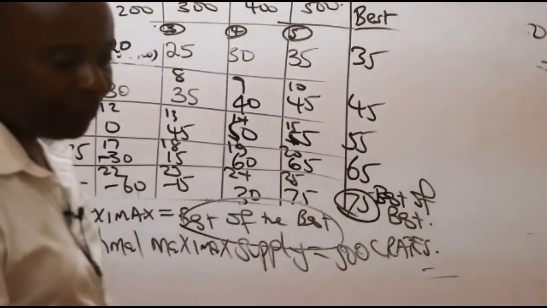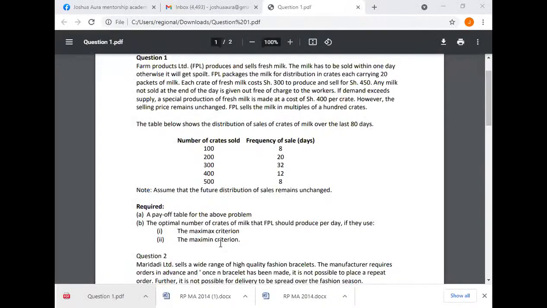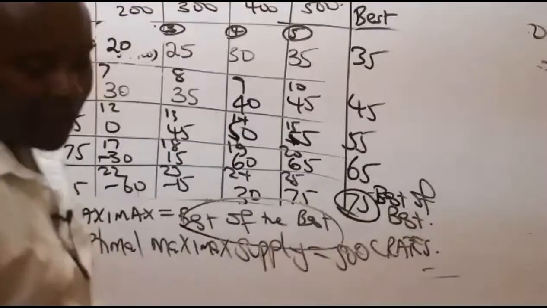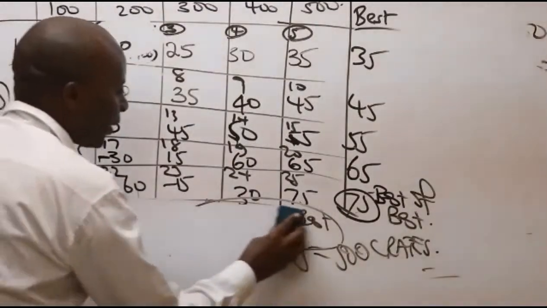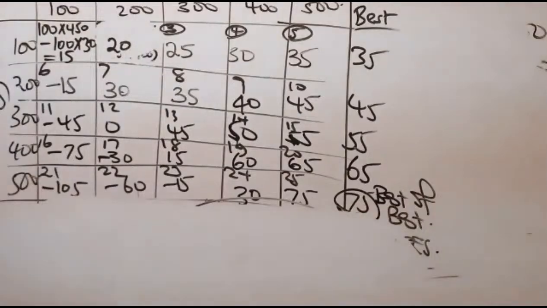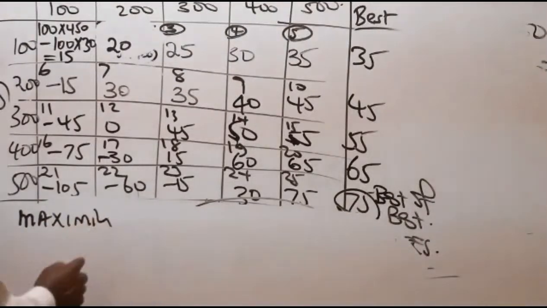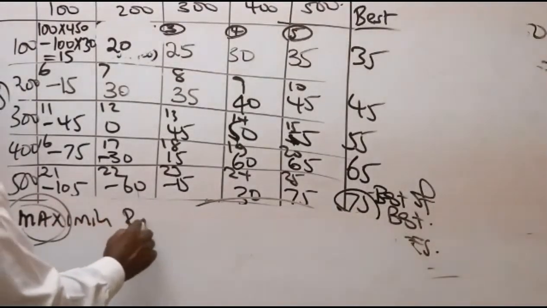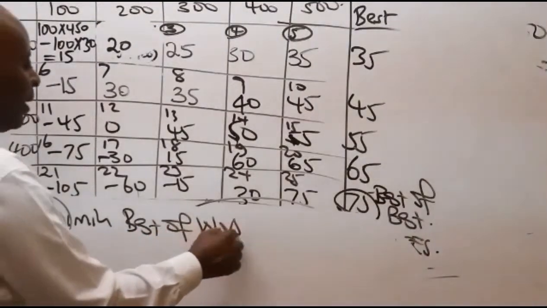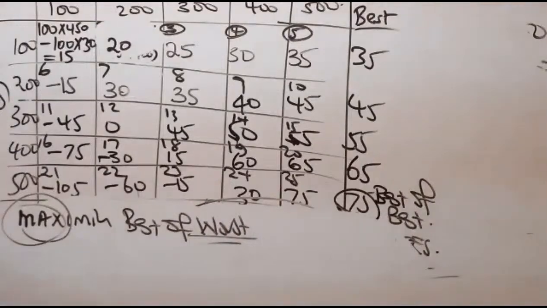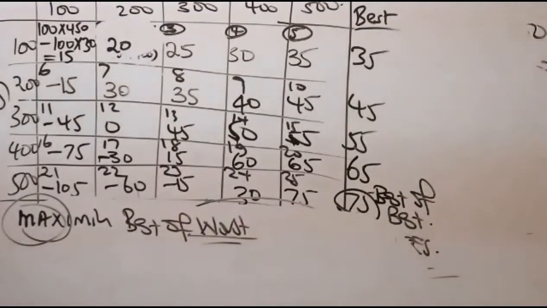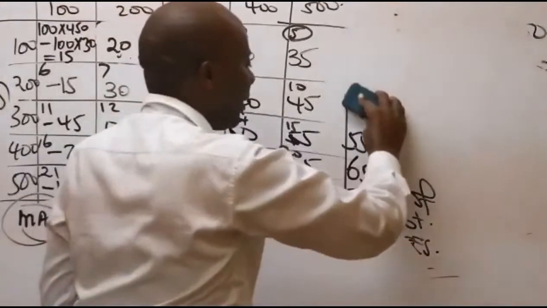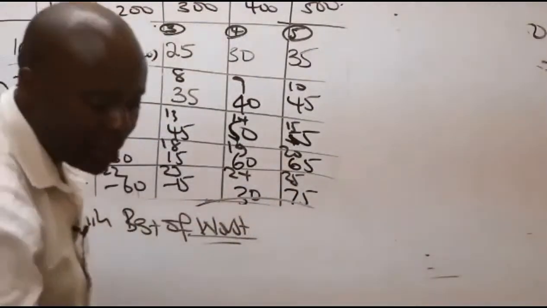And then, ladies and gentlemen, we have the last one here, the maximin criterion. For the maximin criterion, I know that maxi is best, of the mini, best of the worst. That is best of the worst. And then what I'm supposed to do is to create a column here for worst.